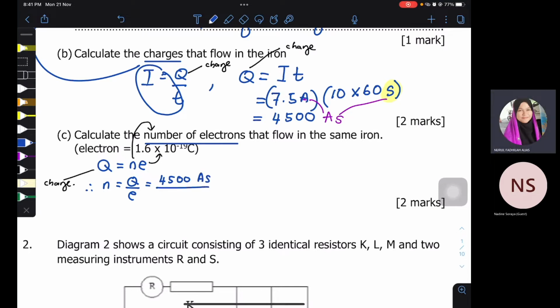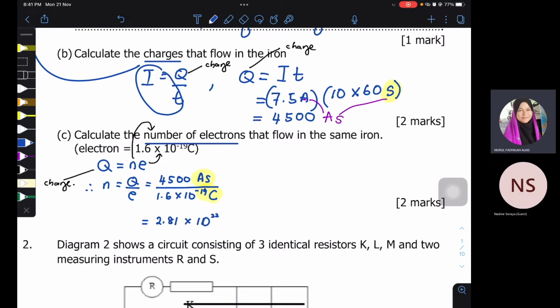And E, what's E? E is 1.6 times 10 to the power of negative 19 C. So you see, I write all the formula so that I will not forget. In the end, mesti ada formula. Tekan calculator. Katakan, dapat berapa? Dia dapat 2.81 times 10 to the power 23.